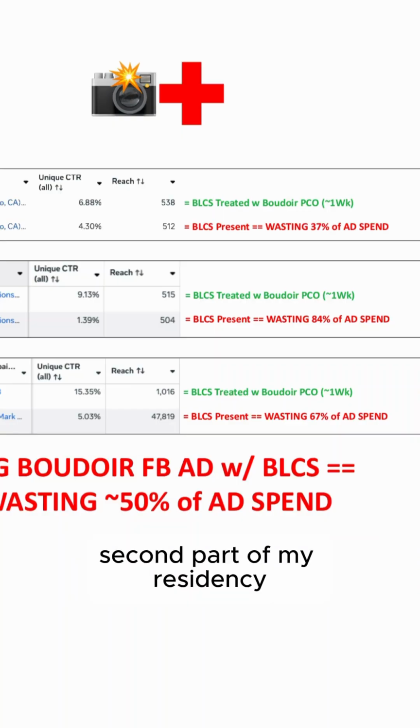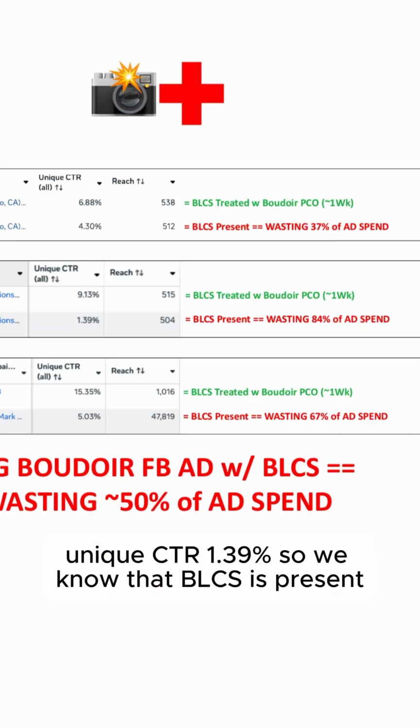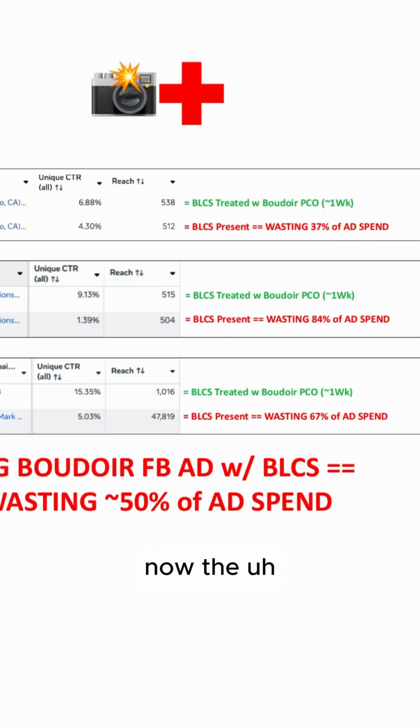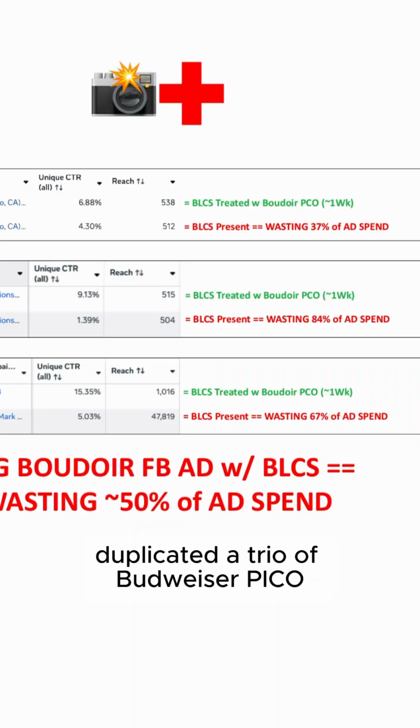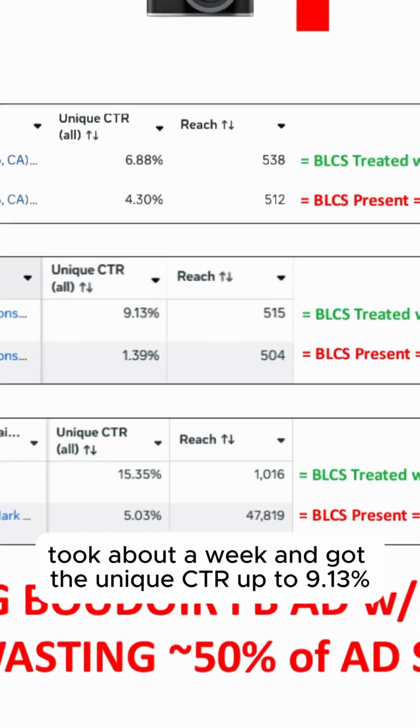Second part of my residency, found another Boudoir Facebook ad out there. Unique CTR 1.39%. Unique CTR under 6%, we know that BLCS is present. Now we duplicated it, treated with Boudoir Pico, took about a week, and got the unique CTR up to 9.13%.